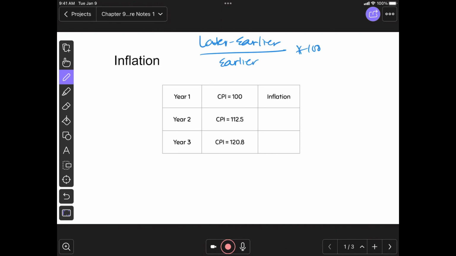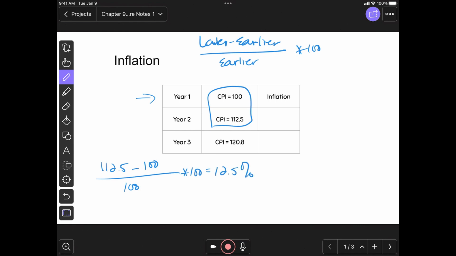So let's calculate inflation. So we're using the CPI, right? So later is going to be 112, earlier is 100, and note that in the base year, the CPI will always be 100. So that kind of tells you that's the base year. And then we're going to divide that by 100, then we're going to multiply it by 100. So basically, that one's going to come out to 12.5%.